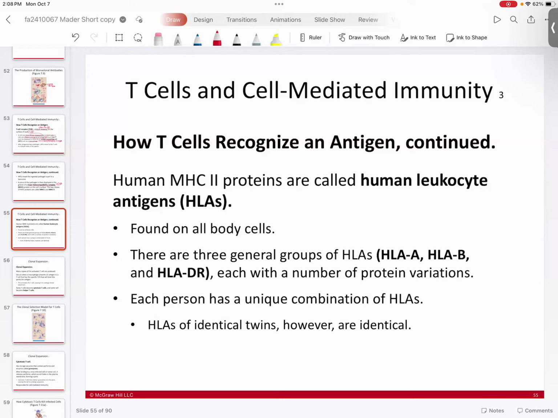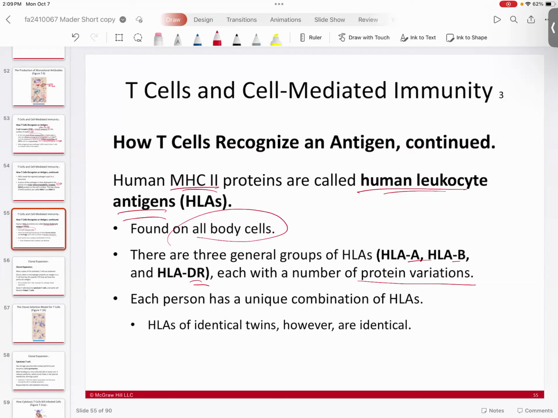Now, in humans, we typically will focus on the MHC2 classes. These are what's referred to as the human leukocyte antigens, or the HLAs. This is on all body cells because these are your self tags. And we have three major groups of the HLAs. First of all, it's A, B, and DR. And this has different types of protein variations associated with it. There's different variants of it. And each person will have a specific combination of these variants, right?